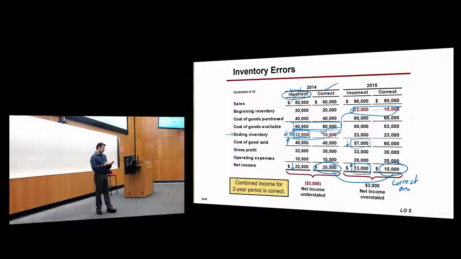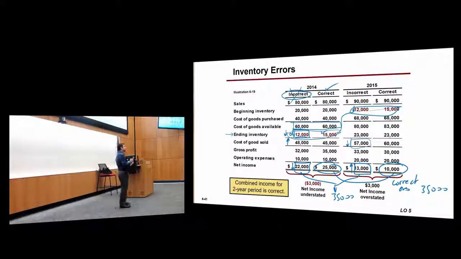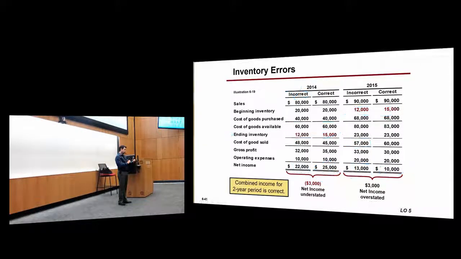Now if you look at the two amounts, the correct ones and the incorrect ones, the sum of the two will be equal. The correct one will be 35,000. The incorrect ones will also be 35,000. Which means the effect of inventory error over the 2 years will be offset. It was understated in 2014. It became overstated in 2015. The sum of the two effects will be the same.